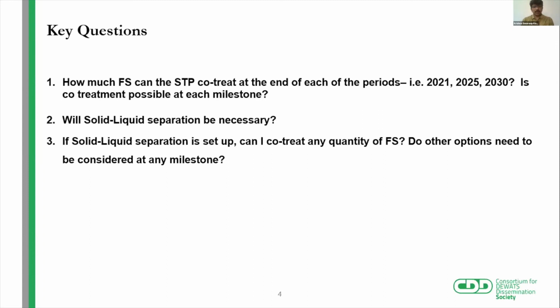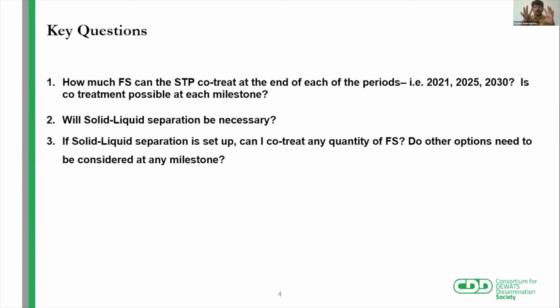Such a scenario, does it exist here? And number three, if solid-liquid separation is set up, can I co-treat any quantity of fecal sludge or septage? Is there a limit, or is there no limit? And if there are limits, then what other options need to be considered at any milestone, that is, at the end of each of these periods?